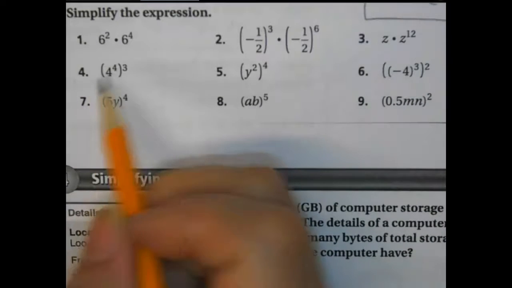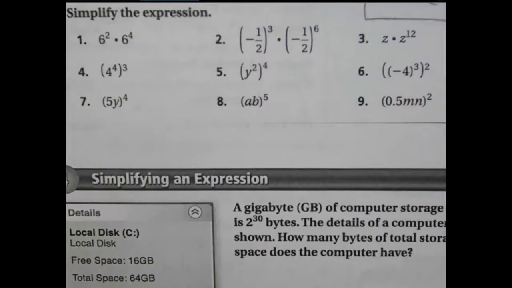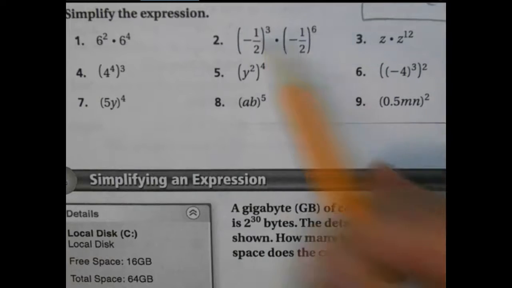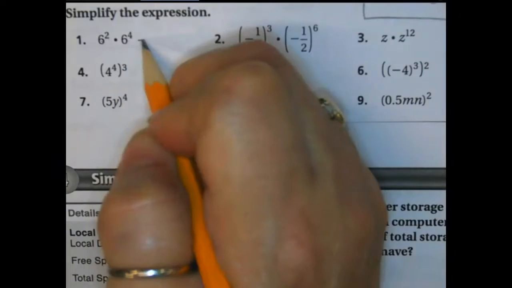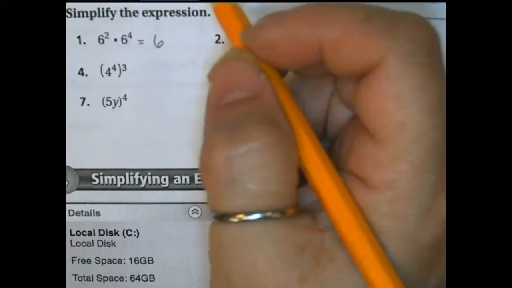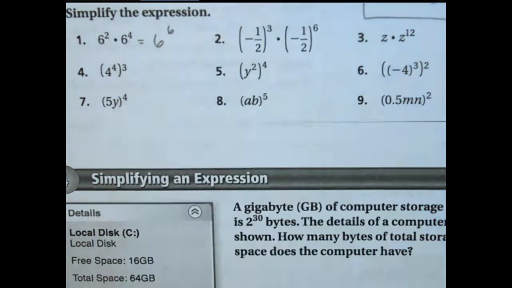Okay, so for number 1, what am I doing with my exponents? Say it again, Matthew. That's right. It's not inside outside. I don't see parentheses. I don't see inside outside. Okay. So I'm going to add them, which becomes 6 to the what? 6 to the 6th power.